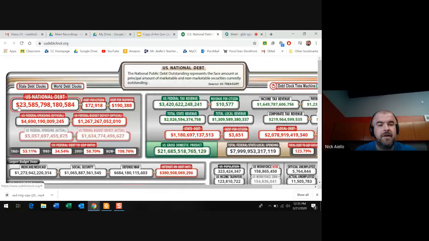So the US national debt clock, right? That's what we're at debt-wise right now, $23 trillion. If we were to break that down per person and pay it off today, that's $73,000 almost per person. That's including children. If we're just looking at taxpayers, it's $190,000 per taxpayer.